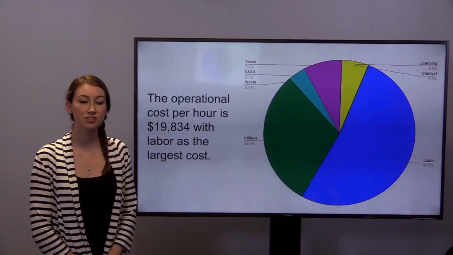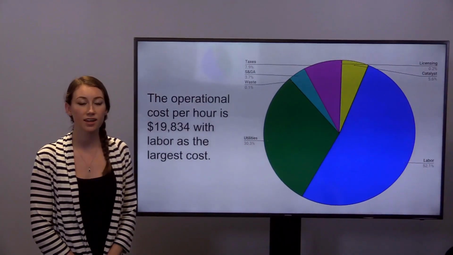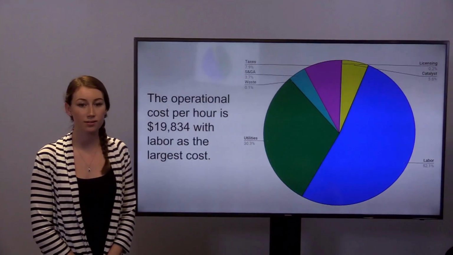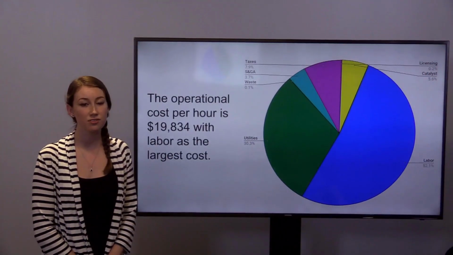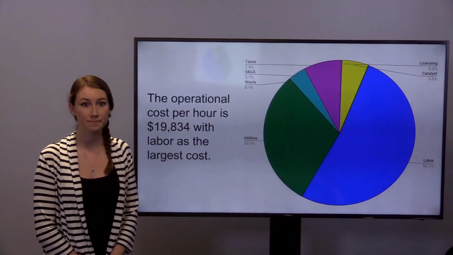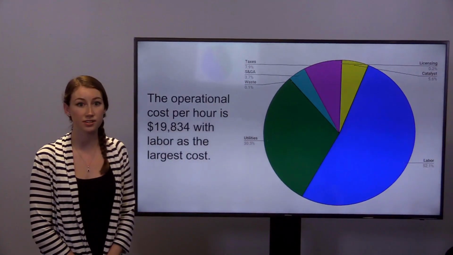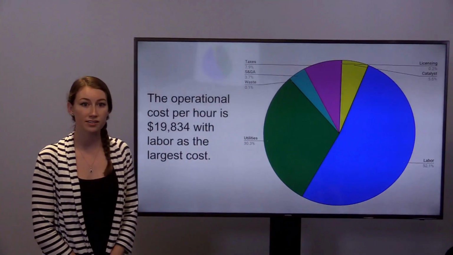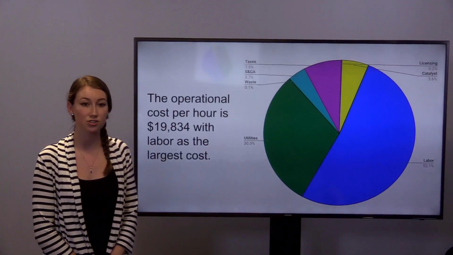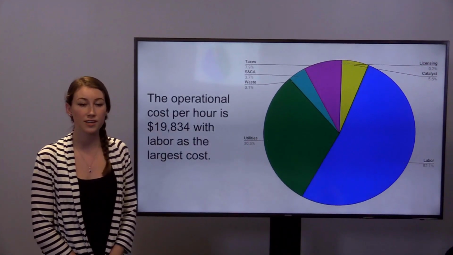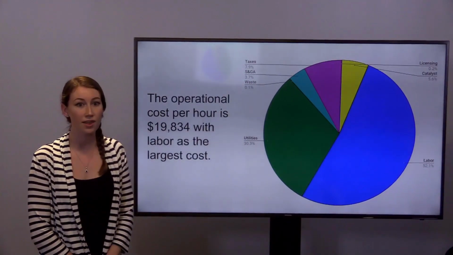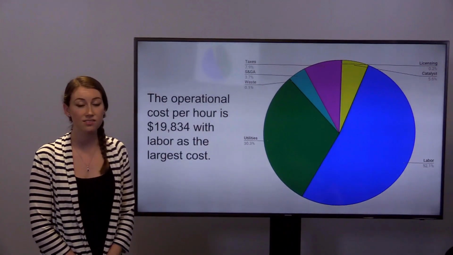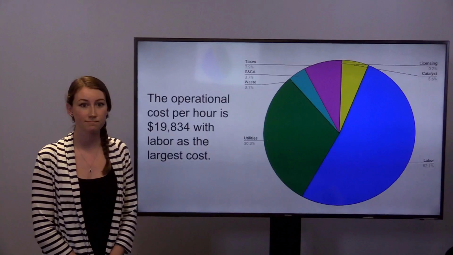The operational cost of running the proposed plant is $20,000 per hour. The largest cost, at just over 52%, is labor. The second largest cost is utilities. The team designed the plant such that 2 of the heat exchangers use process streams to heat the other stream rather than using utilities. This saves on utility costs.